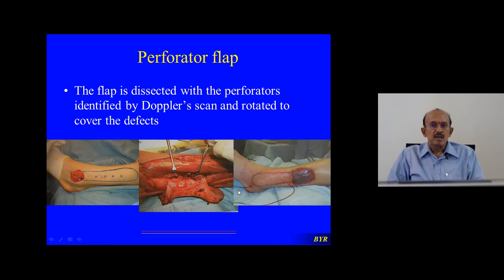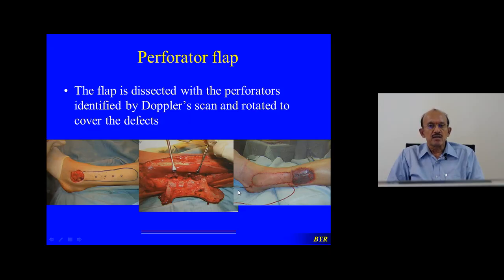A flap can be made of skin. It can be made of skin plus underlying subcutaneous tissue and deep fascia; then you call it a fasciocutaneous flap. It can be taken up with the skin, fascia, and underlying muscle; it is then called a myocutaneous flap. It can be taken up along with the skin, the muscle, and underlying bone; then it becomes an osteomyocutaneous flap.